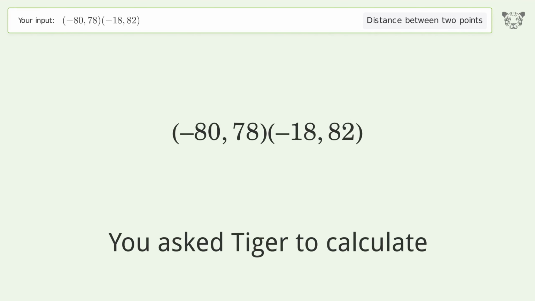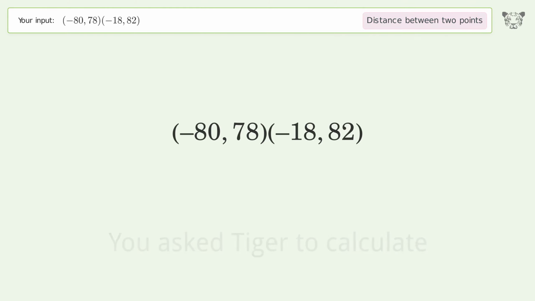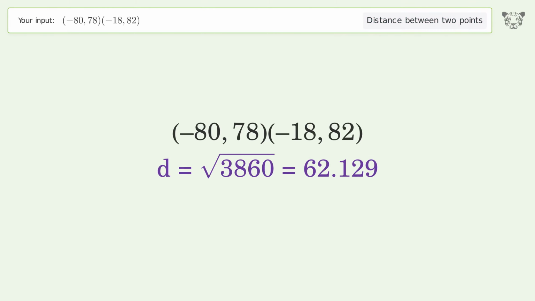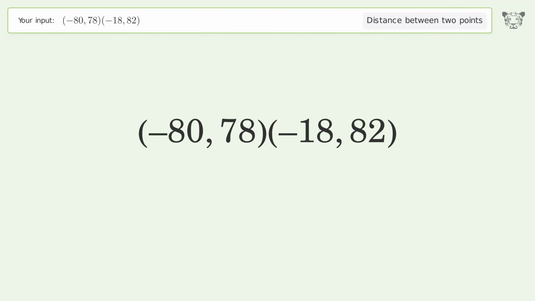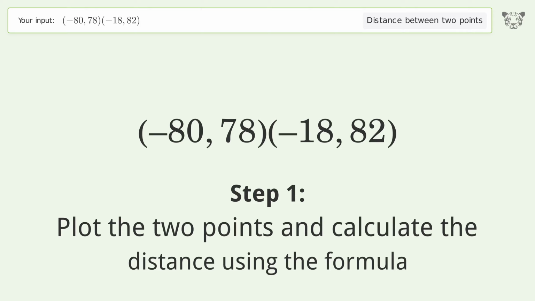You ask Tiger to calculate. This deals with the distance between 2 points. The distance between the 2 points is the square root of 3,860, or 62.129. Let's solve it step by step. Plot the 2 points and calculate the distance using the formula.